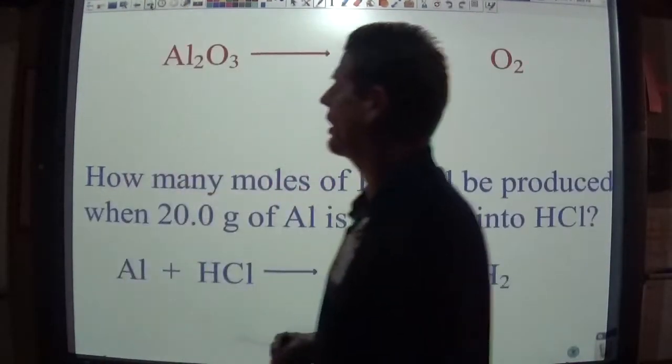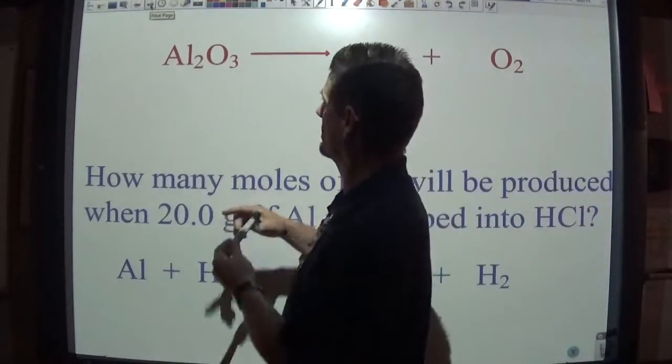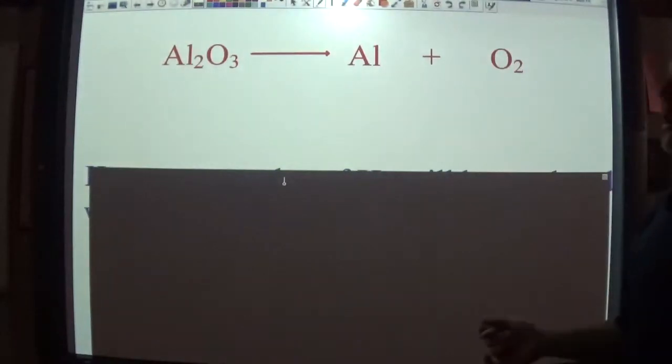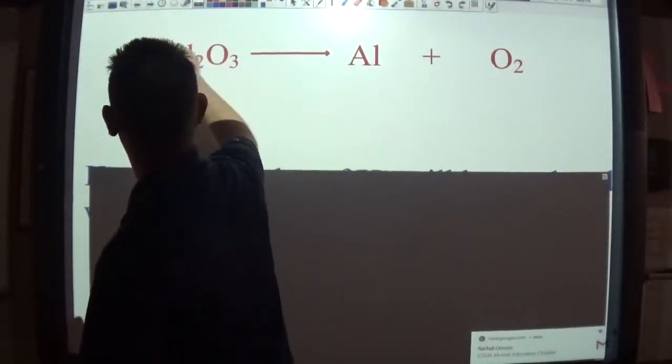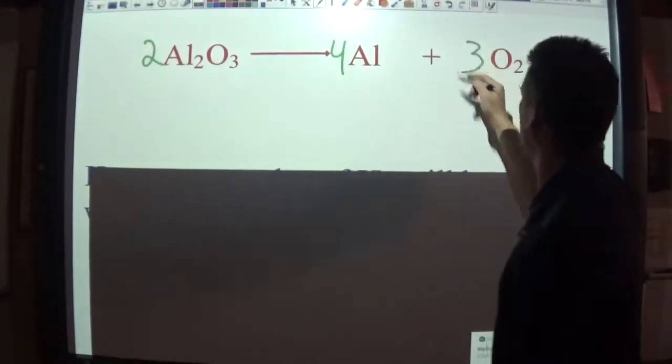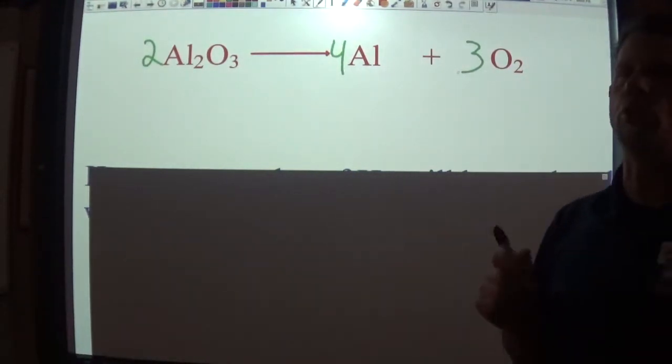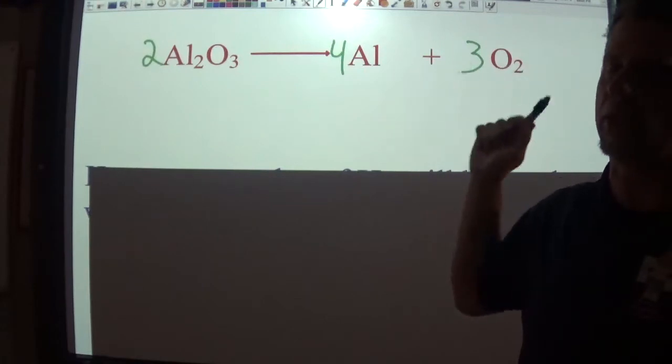So here we go. Here's our equation again. Don't worry about the bottom; that's going to be our next problem. So let's do this one. Again, we don't have a balanced equation. I need a 2 here, I need a 4 here, I need a 3 there. There's our balanced equation. Now write what you know on the balanced equation.